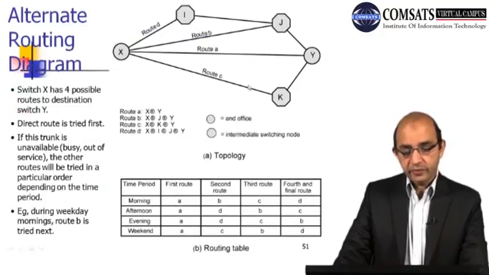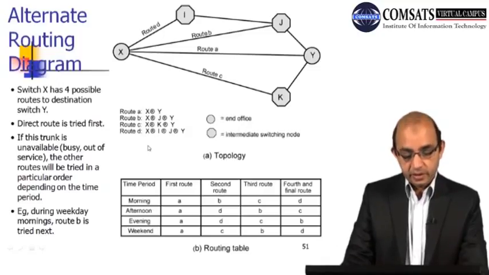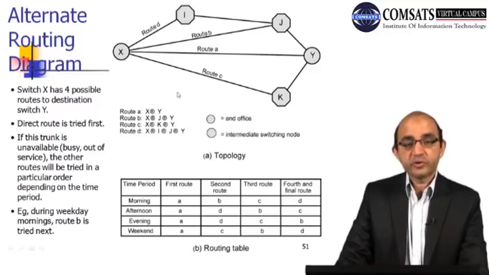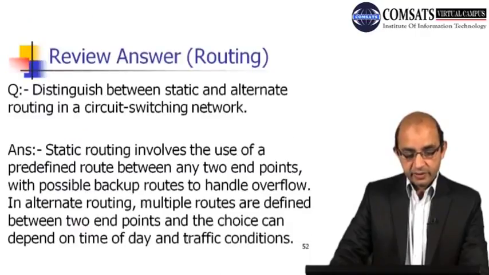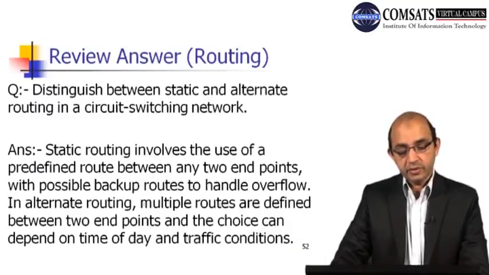So again, alternate routing. Here we have the graphical interpretation of alternate routing. You can see that we have route A, and then we have route B, XJY, and then we have route C, XKY, right? So here we have some of the preferences: time period, first route, second route, third route, final route. And this is the time of the day, because at different points in time the traffic in the circuit switch network may vary, because during the business hours there may be high traffic.